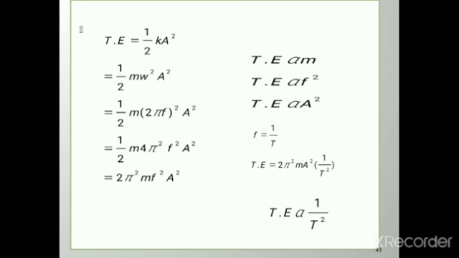Sometimes they ask you to derive the value of total energy. Sometimes the question is like this: show that total energy of SHM depends upon mass, frequency, amplitude and time. So according to your question, you have to write down the answer. So this is an important topic. We are going to solve problems based on this energy in SHM, as well as the derivation is also equally important.